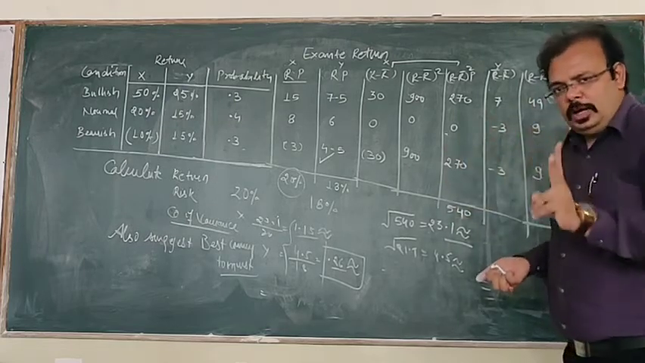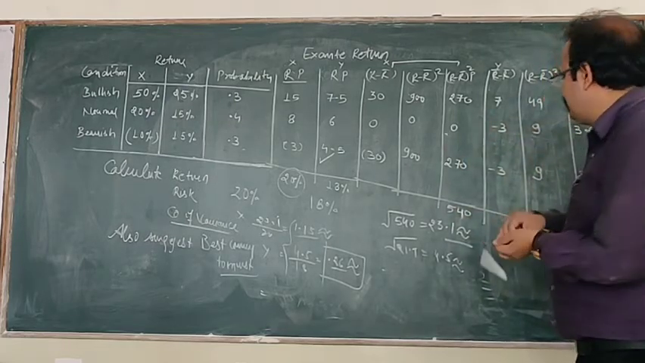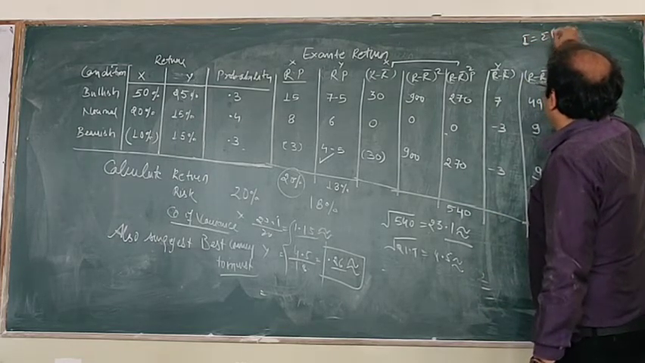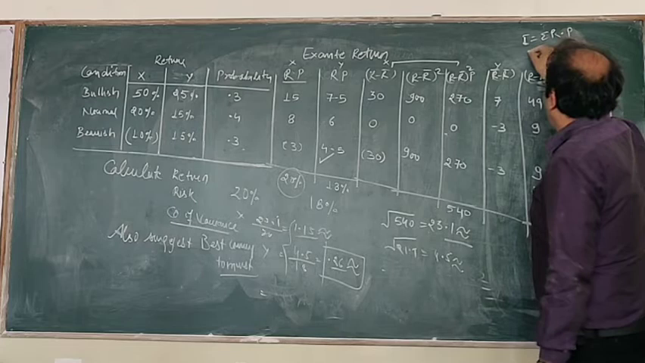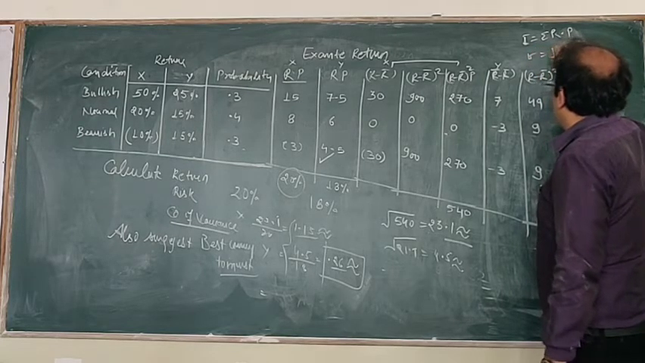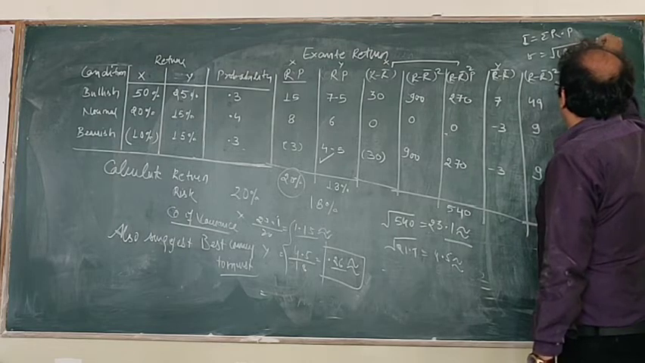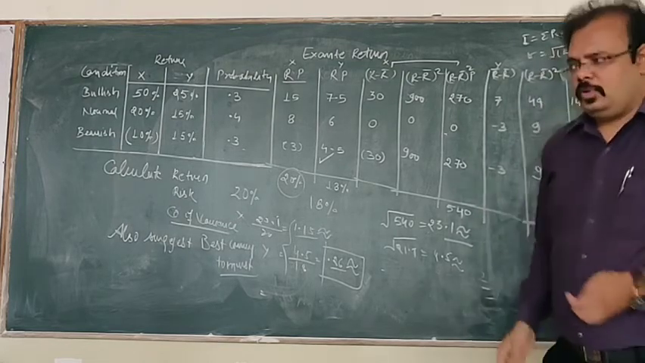Now to this point, it's very simple. Simply, you have to learn two formulas. One is R bar, which is nothing but summation RP. And the standard deviation is the square root of summation R minus R bar the whole square into P. That's it.